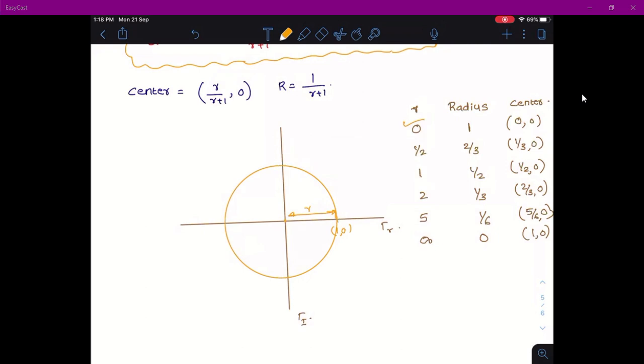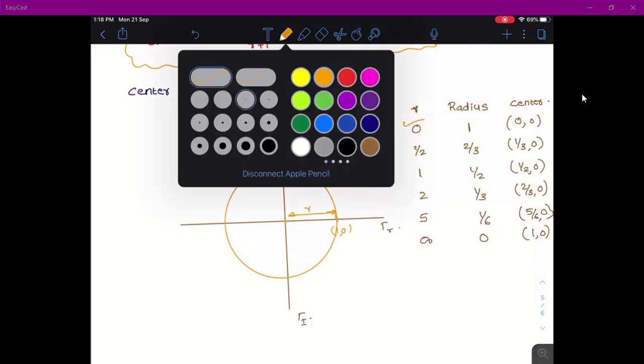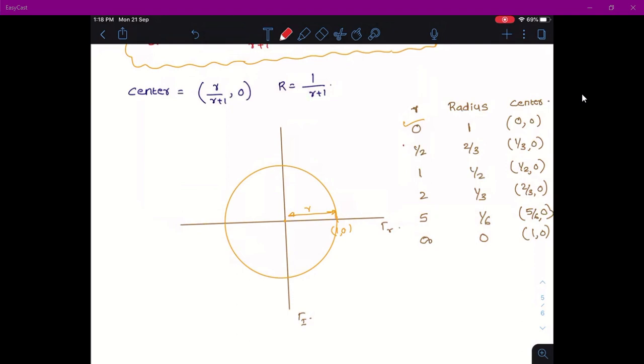Okay. This is for r equal to 0. Now for r equal to 1 by 2, the radius is 2 by 3 and the center is 1 by 3. So 1 by 3 might be somewhere here. This is 1 by 3 comma 0, and the radius is 2 by 3. So basically the center is 1 by 3 and it has a radius of 2 by 3, which means it will again touch 1 comma 0. So I will have another circle like this.